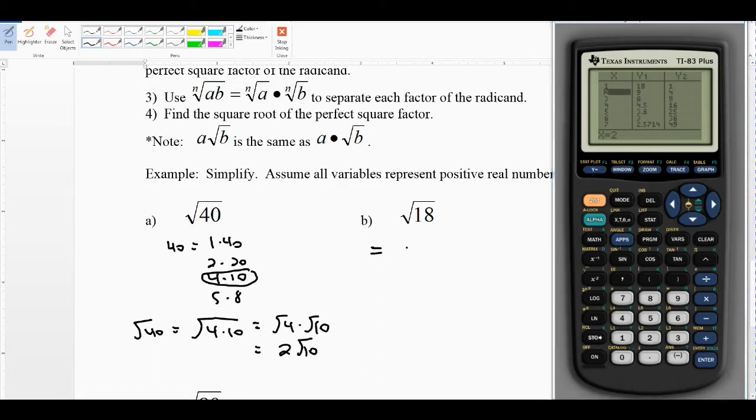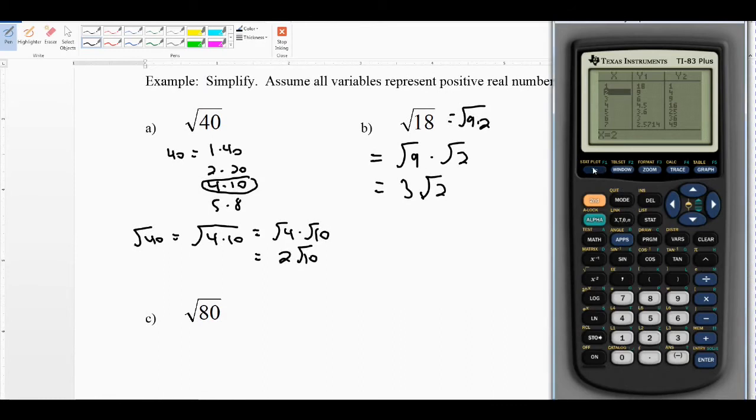Now I have to write it as the square root of 9 times the square root of 2, or the square root of 9 times 2, if you want to put that step in. Or just leave it out altogether, and I'll show you how you do that in just a second. And the square root of 9, if you look at 9 over here, is the square of 3, because this is the x squared key. 3 squared is 9. And then the square root of 2 stays as it is. And that's your answer.